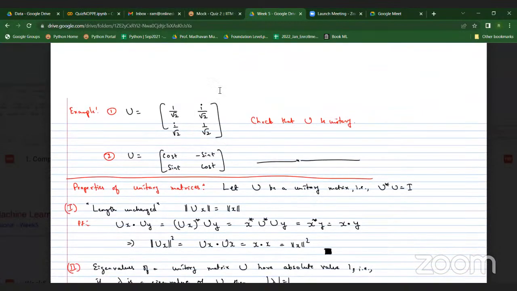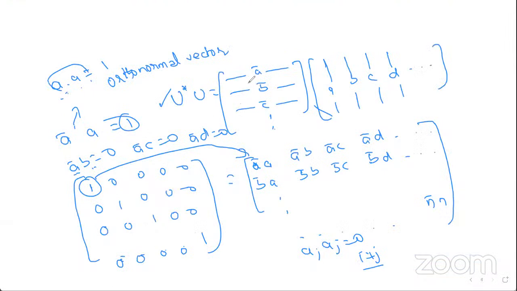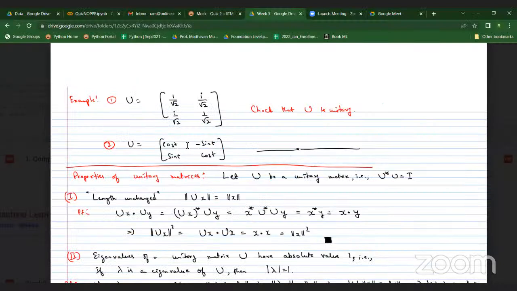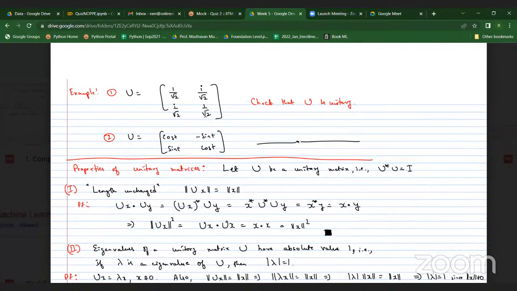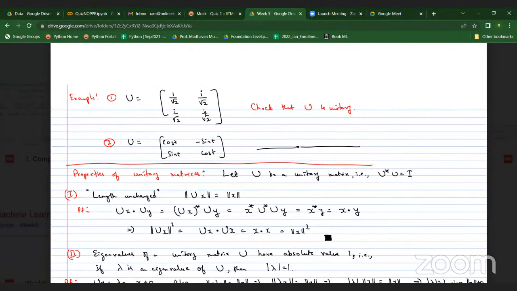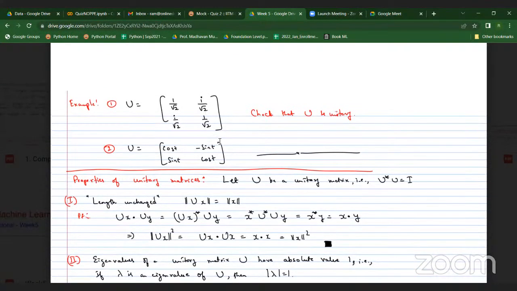I think the first one in this example is not unitary. I solved it and checked, and I think it is coming up as 1. Which one is this? The example, 1 by root 2, i by root 2. Is it coming as unitary? It's not unitary, I think. Okay, we'll check it.